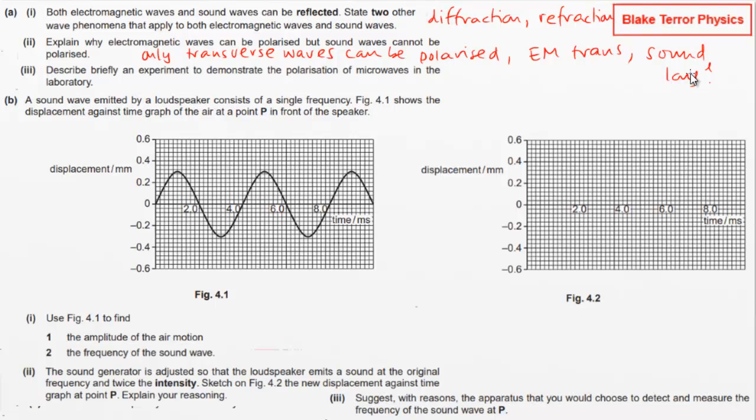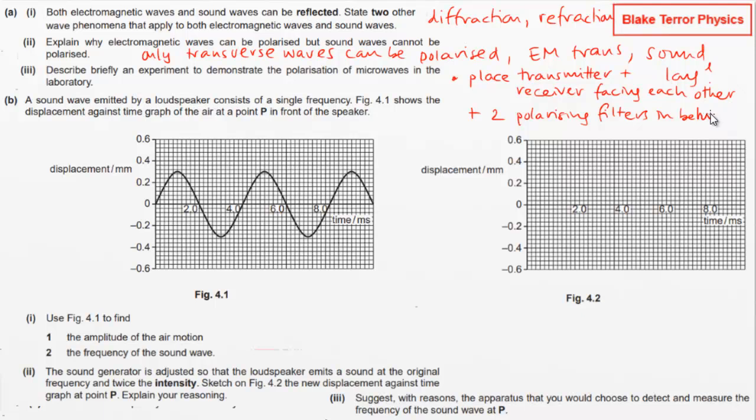Describe briefly an experiment to demonstrate the polarization of microwaves in the laboratory. Right, so let's go through in steps. You want to place the equipment out. So let's place a transmitter and a receiver facing each other. So that's at least got our setup. Then we're going to need polarizers, aren't we? And let's have 2 polarizing filters in between. Then we can say rotate.